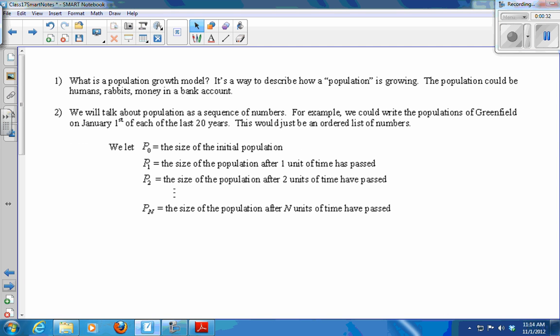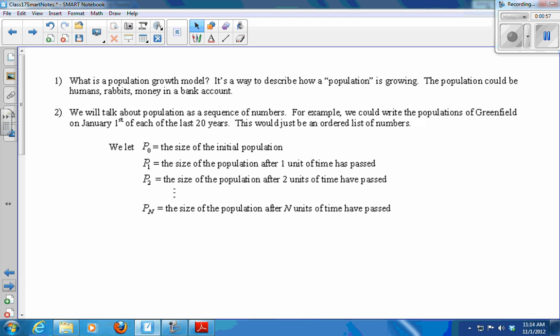So today, the first one we're going to look at is linear growth. Okay, so that is one particular kind of a population growth model. It's a way to describe how a population is growing. And the population could be anything. It could be a population of humans or rabbits or dollars in a bank account. Okay. So we talk about population as a sequence of numbers.